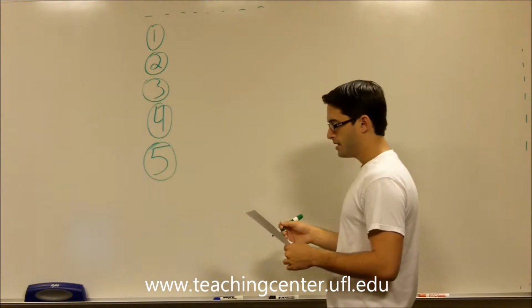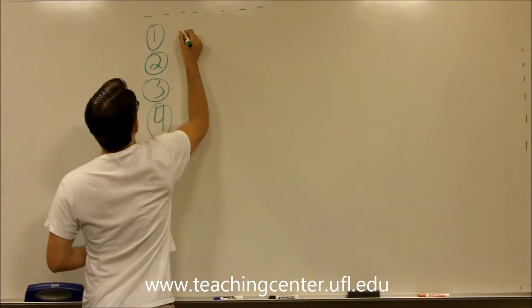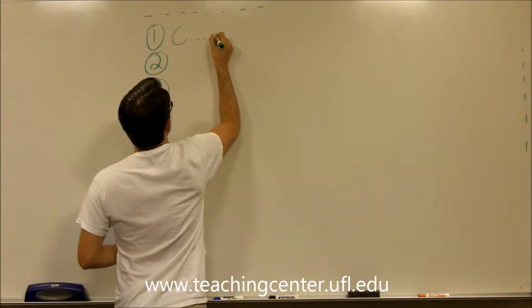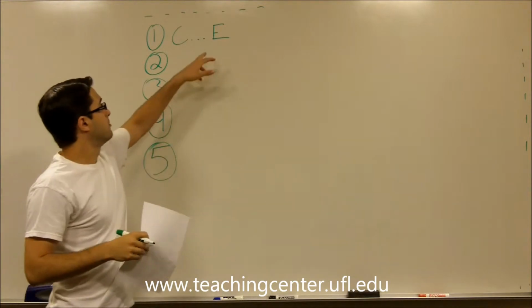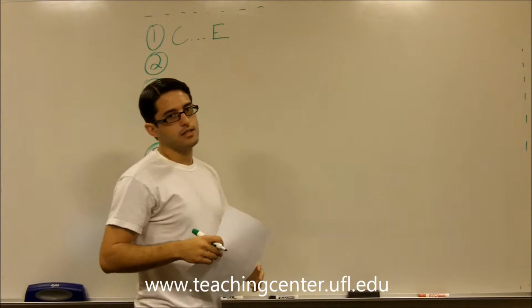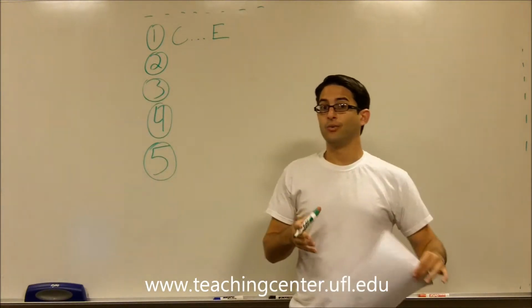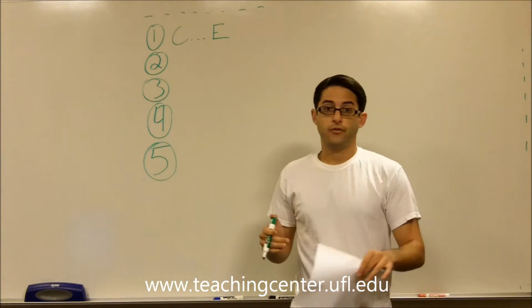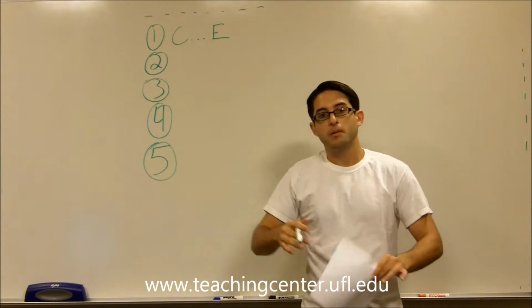So the first question reads, C arrives before E. This one's pretty simple. The way you would write this is C before E. Now, it's important that you use the ellipsis, because what the ellipsis indicates is that C comes before E, but you don't know where. You don't know if C's first and E is last, or if C's second and E is third. It could be either or.